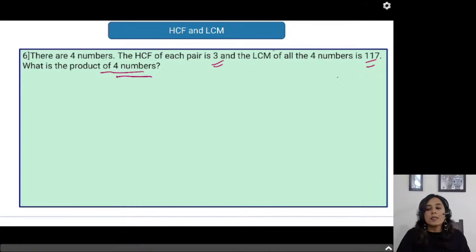So guys, here we are given the HCF and we are given the LCM, and we are asked to find out the product of the four numbers. So I am just going to give you 2 minutes. Please tell me the answer for my sixth question.